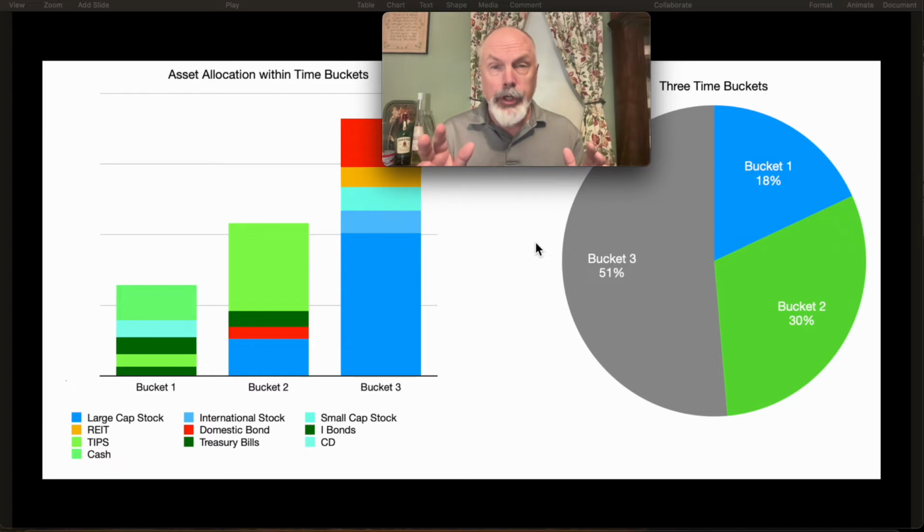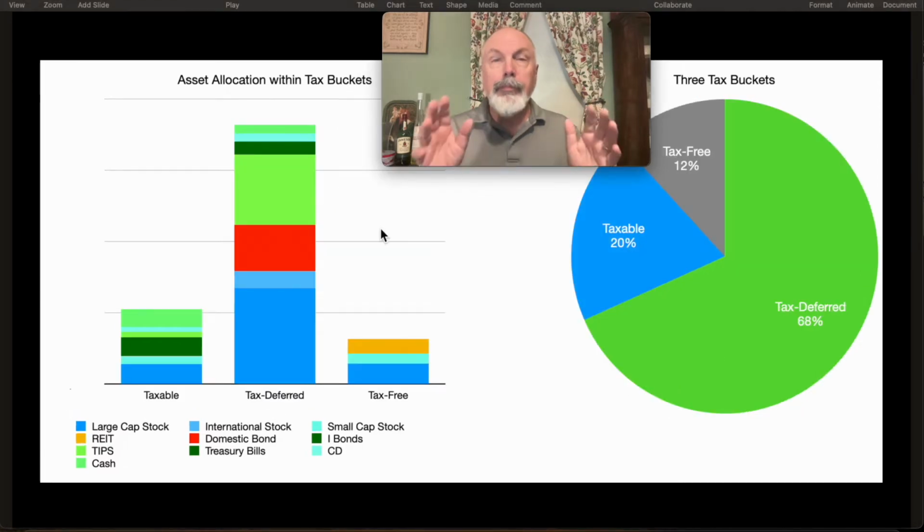And here's a refresher from the last video on where I stand with asset allocation within the 3 time buckets and my overall 3 time bucket pie chart. Briefly, in the tax bucket situation, tax-free, with the Roth conversion I made within my 401k, went from 10 to 12% here. Tax deferred went from 70 to 68, and taxable remains about 20%. And these are the asset allocations for the tax buckets.